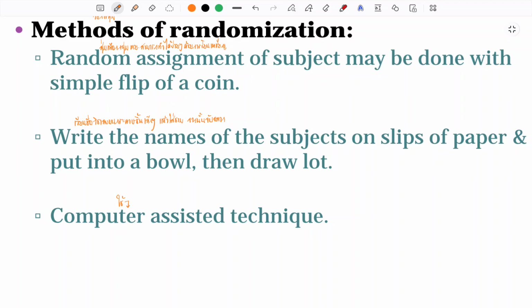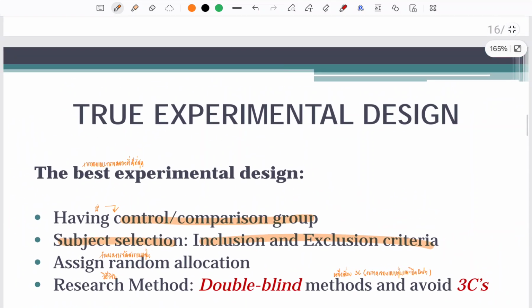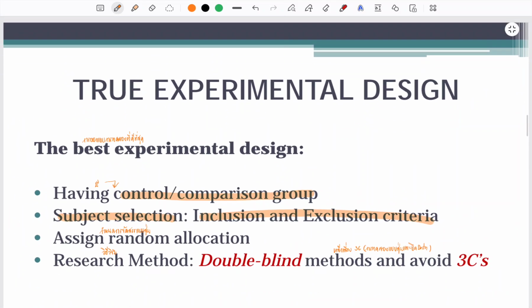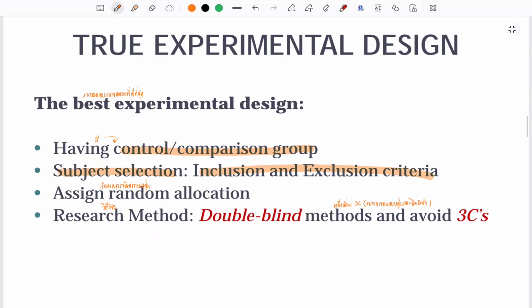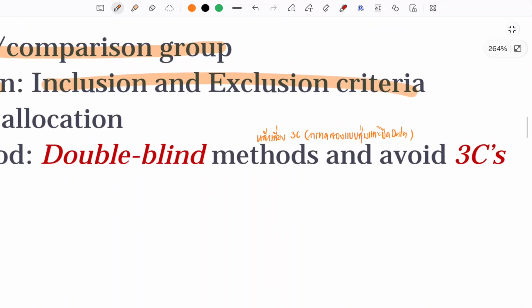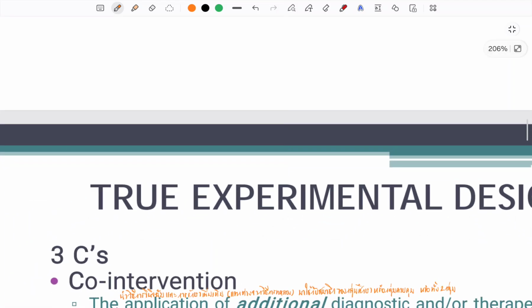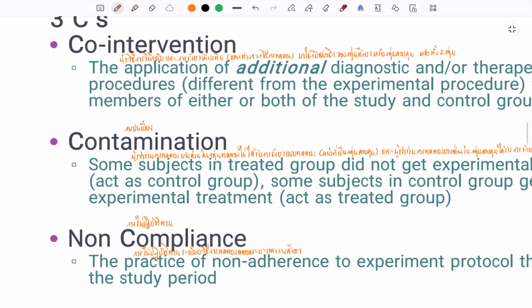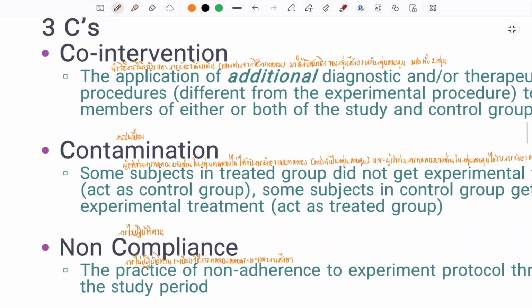So for the best experimental design, other than having a control group or comparison group, you should have inclusion and exclusion criteria, and also assign random allocation. Another thing to add is double blind. If possible, double blind would strengthen your study design. And try to avoid the 3 C's. What does it mean by 3 C's? 3 C's stands for co-intervention, contamination, and non-compliance.